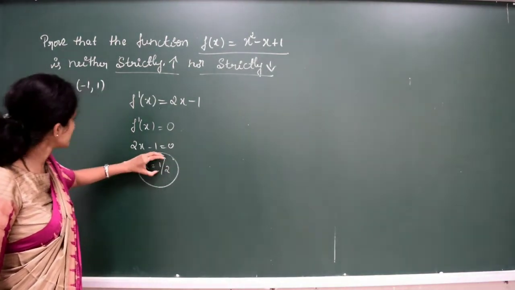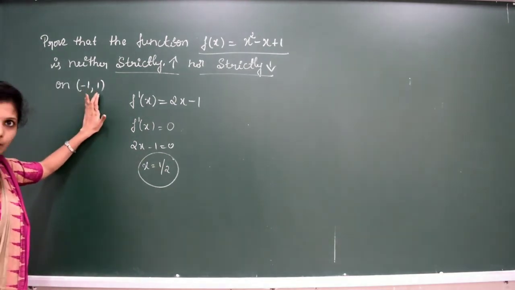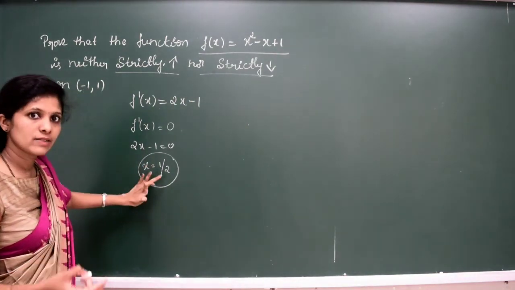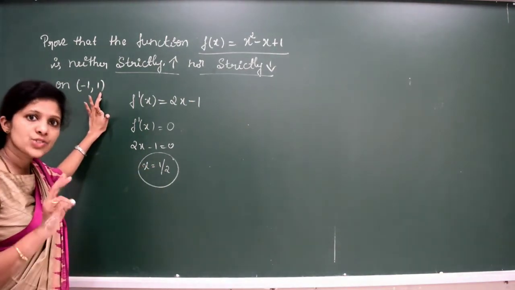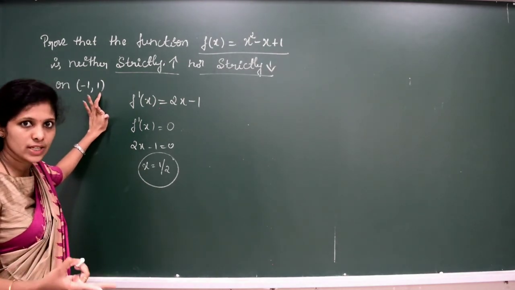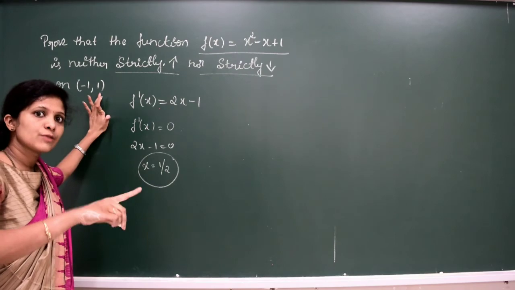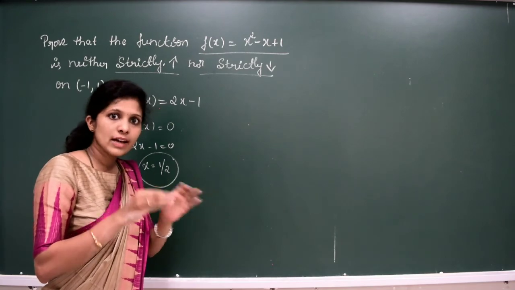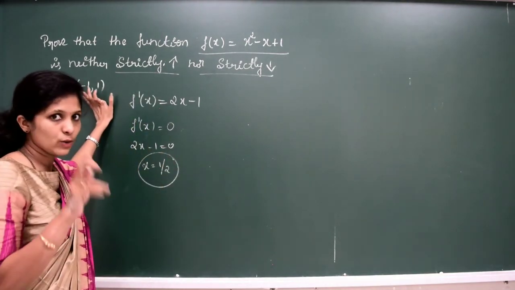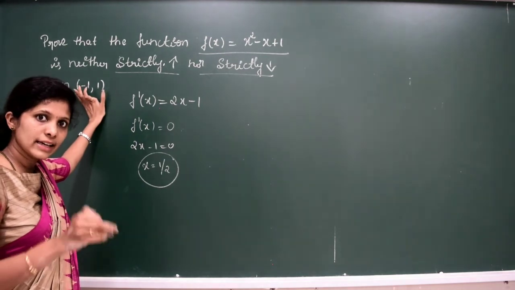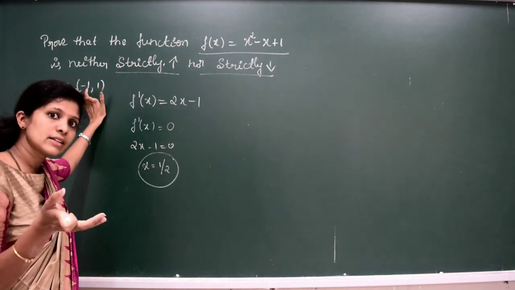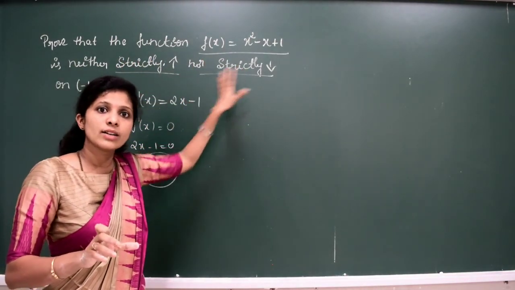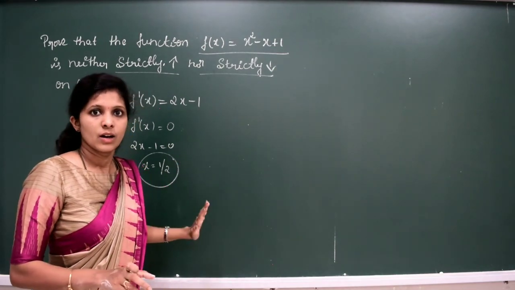Now you got the value of x as 1 by 2, which divides the interval minus 1 comma 1 into 2 disjoint intervals. What are those? Minus 1 to 1 by 2, and another one is 1 by 2 to 1. Check where the function is increasing and where the function is decreasing. In one interval it is increasing, and in the other interval it is decreasing. So in the interval minus 1 to 1 the function is neither increasing nor decreasing, because both are there. Okay, complete this problem.